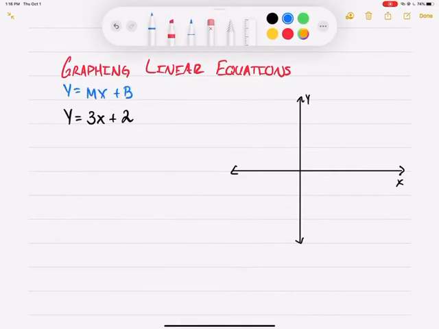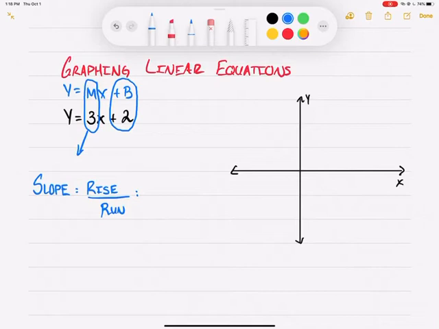As long as they're in this form, all you need to do is match up m with the number that's in front of x, and b with the number that's on the outside. The sign is very important, so include that as well. M is the slope. It tells us how we get from point to point. Slope is always rise over run.